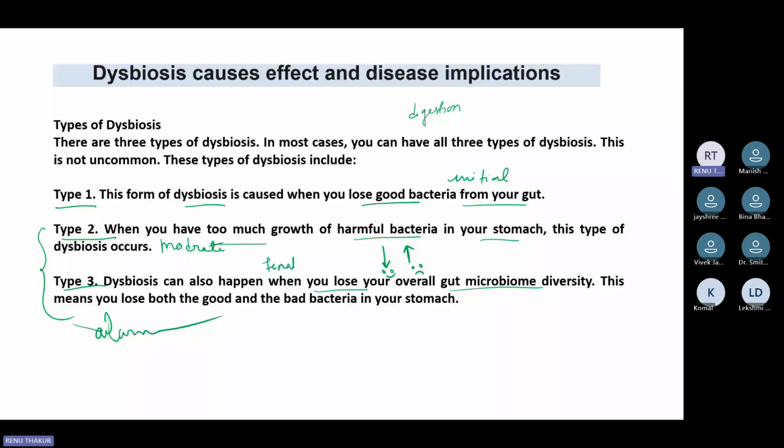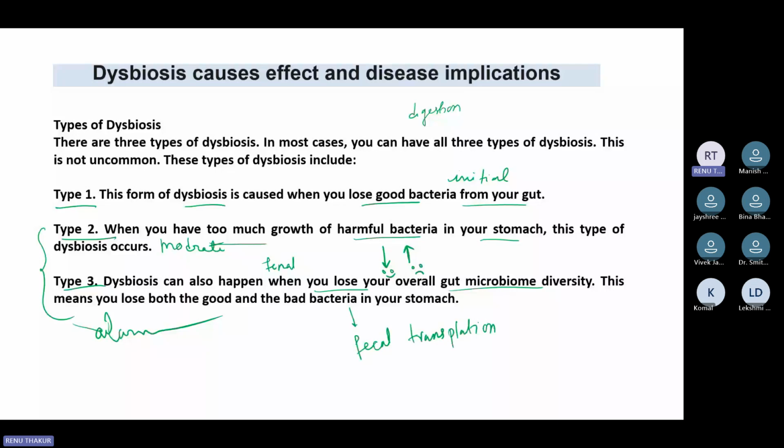If we are having type 1, then we can have some probiotics, and in type 2 we can have some drugs which can reduce the growth of harmful bacteria. And in type 3, we cannot have just probiotics. We need fecal transplantation, which is the topic of, I think, fifth unit, therapeutic approaches to dysbiosis.